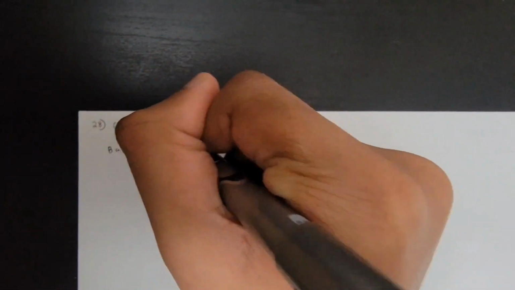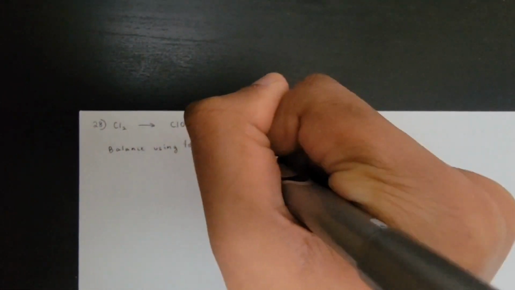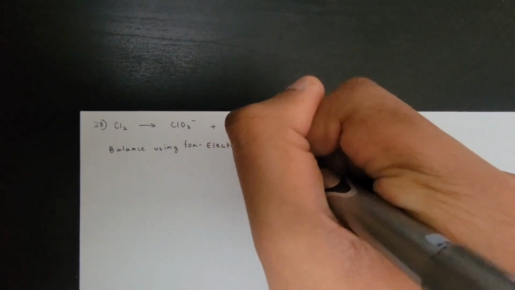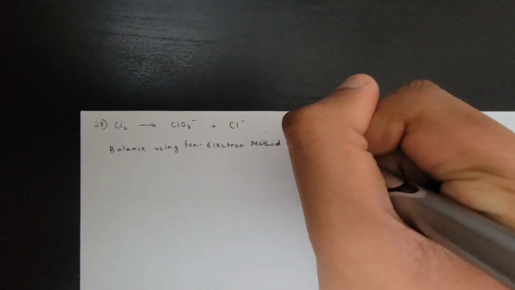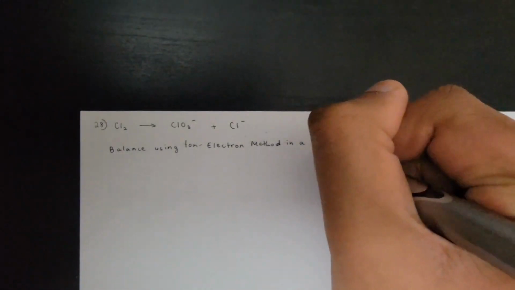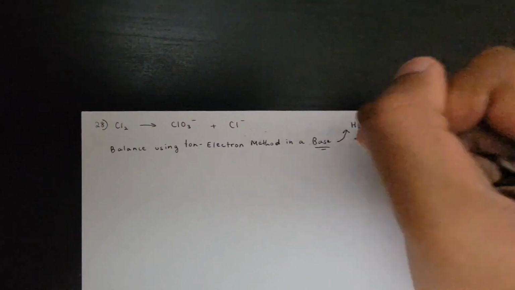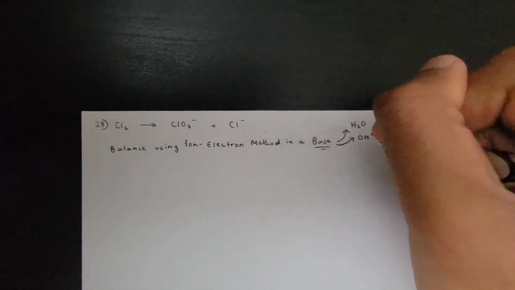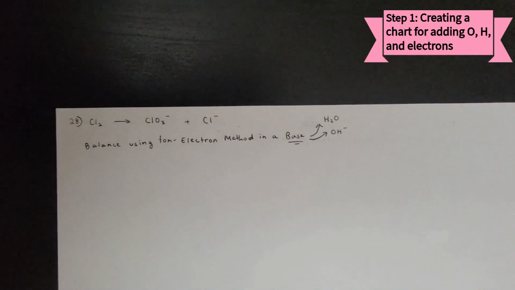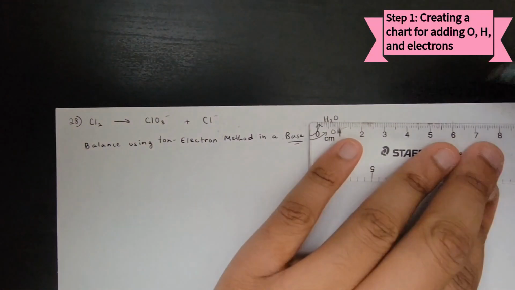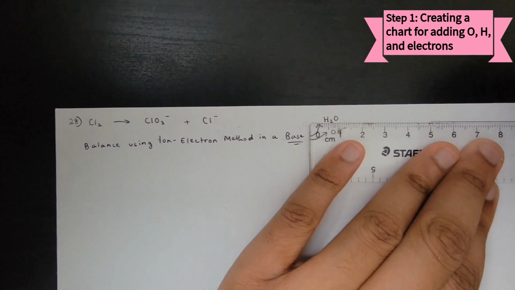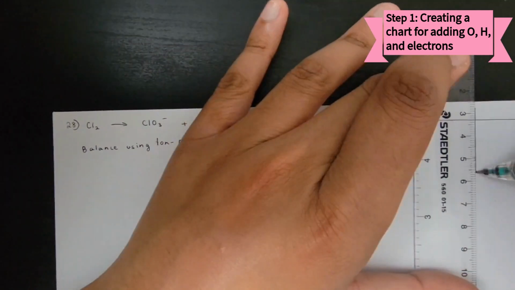Looking at question 28 in the balancing with bases sheet, we can see that we have Cl2 produces ClO3- plus Cl-. For this question, we're going to be balancing using the ion-electron method in a base. In a base, you have water and hydroxide ions floating around, so we're going to be making a table that incorporates these in order to balance using a base.